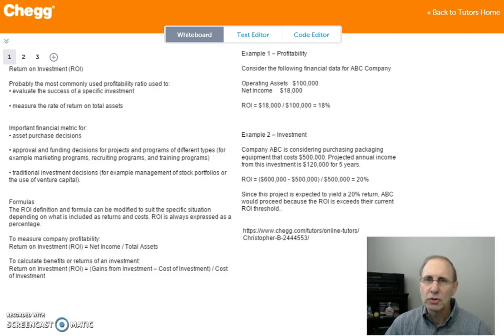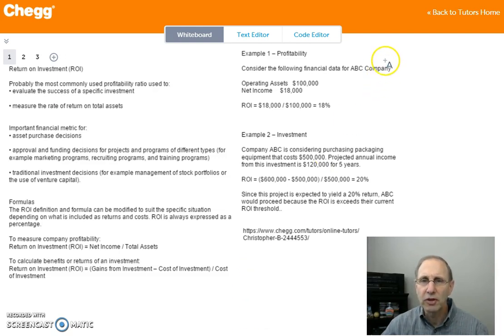If we're going to use ROI to calculate the benefits of a particular investment or project, then we modify the formula, where ROI now would equal gains from that particular investment minus the cost of the investment. That result would be divided by the initial cost of the investment to give you the ROI percentage. Maybe the best way we can illustrate this is to look at a couple of examples.